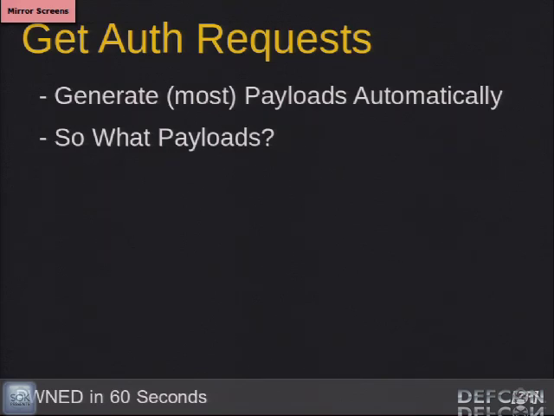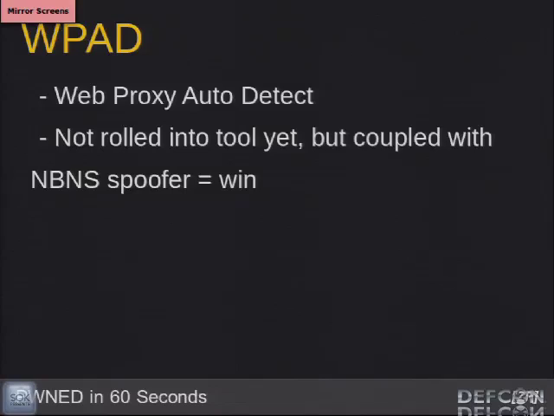So we need to get these authentication requests coming to that HTTP and SMB server, right? And a lot of people have asked, how do you do man in the middle? Well, there's a few different ways we can get people authenticating to our server to then bounce them to other stuff. So what payloads are we going to have in this tool? Well, first off, there's obviously WPAD. Now for WPAD, I didn't want to write a whole other NBNS spoofer, for those of you who are familiar with it. But WPAD is the Web Proxy Auto-Detect.